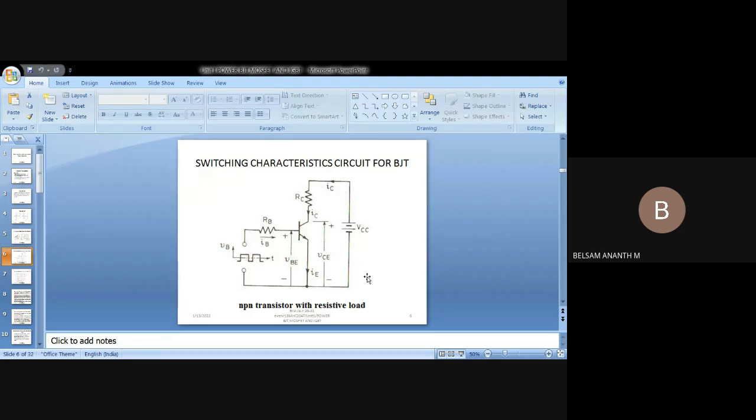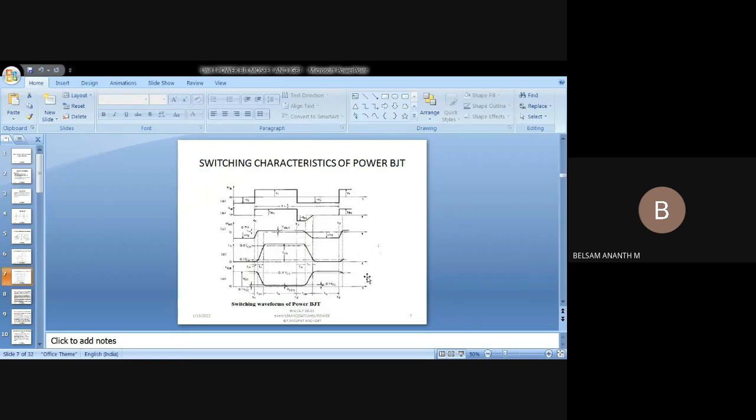Got it? So here, for the switching characteristics of the BJT, we consider the base emitter voltage characteristics and the collector emitter voltage characteristics. So this is the switching characteristics of my power BJT.